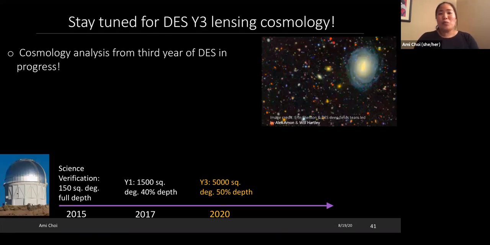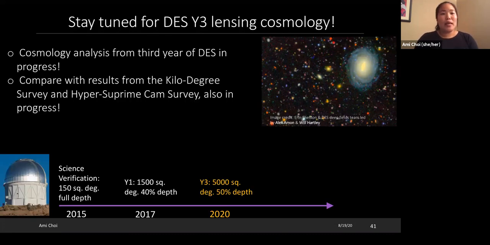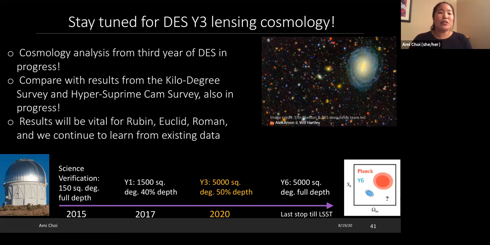Stay tuned for DES Y3 lensing cosmology. It's underway. We'll be excited to compare with results from KiDS and HSC. And I think we're learning a lot still from Y1, and that will be true also for Y3 in the next several years as we approach the next generation of lensing experiments.